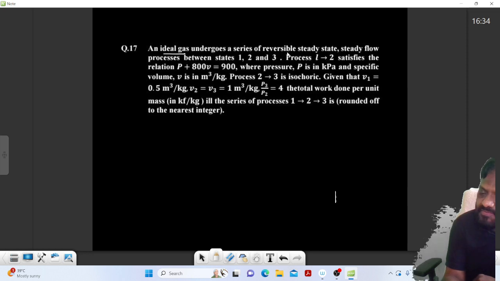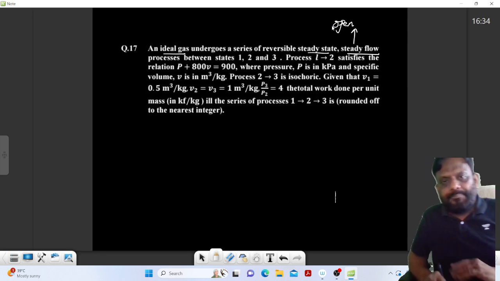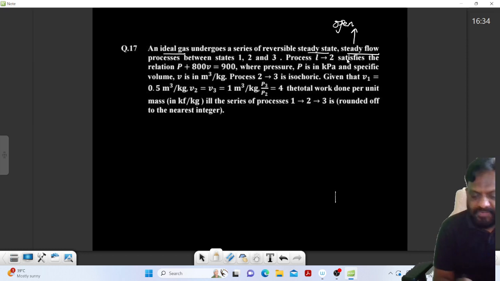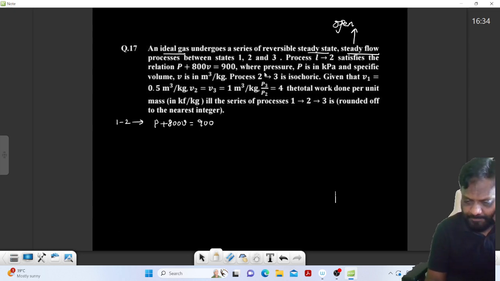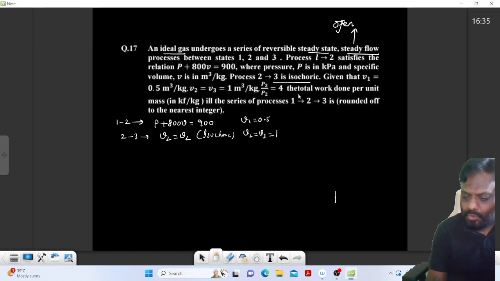An ideal gas undergoes a series of reversible steady state steady flow processes. It means it is an open system, which is very important here. Fluid is flowing. Processes between 1, 2 and 3. Process 1 to 2 satisfies P plus 800V equals 900, where pressure is in kilopascal and volume is in meter cubed per kg, and 2 to 3 is isochoric, meaning constant volume. Given that V1 is 0.5 and V2 equals V3 equals 1, what is the total work per mass?